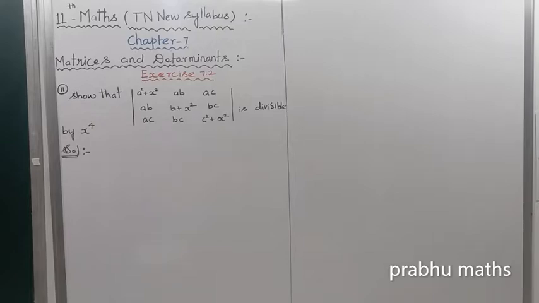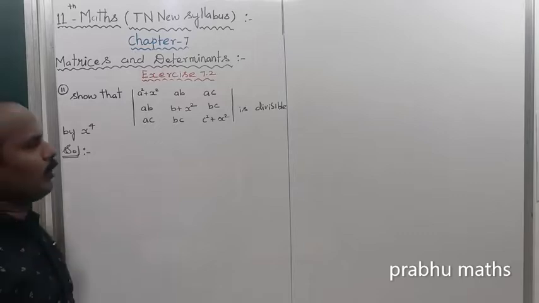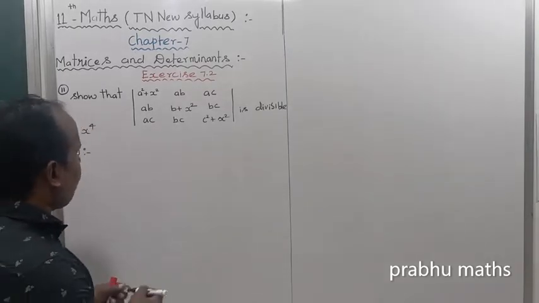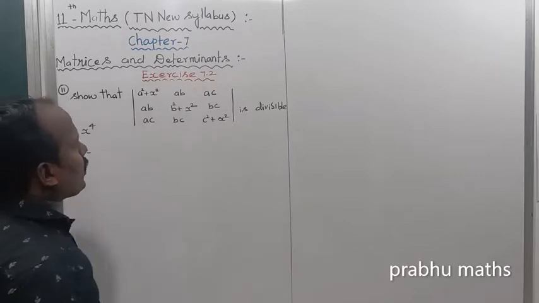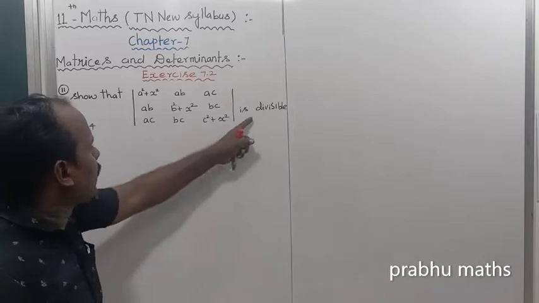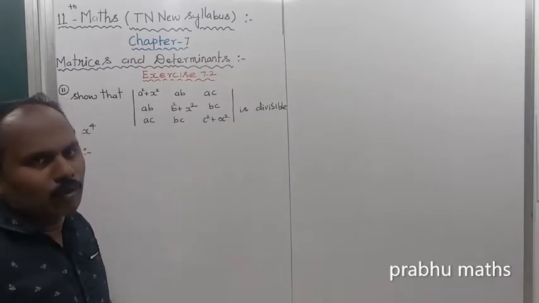Exercise 7.2, 11th sum. Show that the determinant |a²+x², ab, ac; ab, b²+x², bc; ac, bc, c²+x²| is divisible by x⁴.